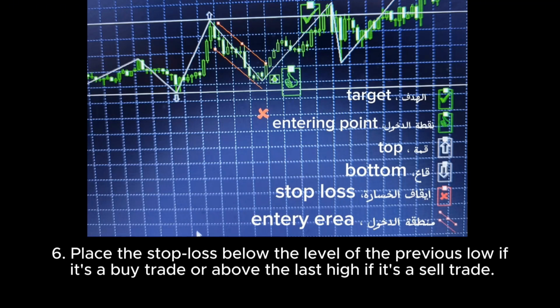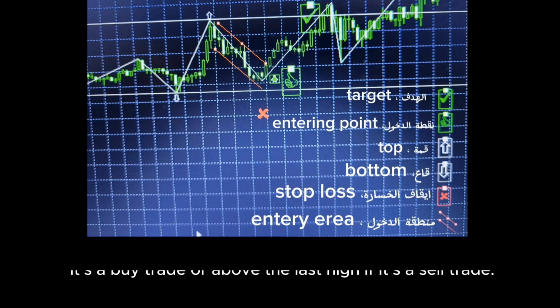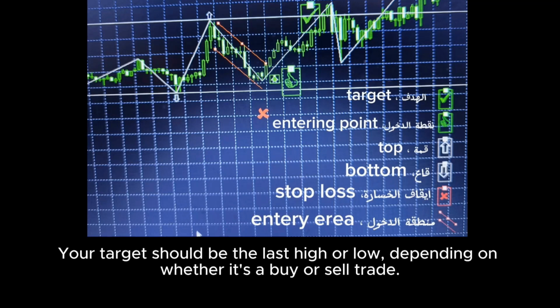6. Place the stop loss below the level of the previous low if it's a buy trade, or above the last high if it's a sell trade. Your target should be the last high or low, depending on whether it's a buy or sell trade.